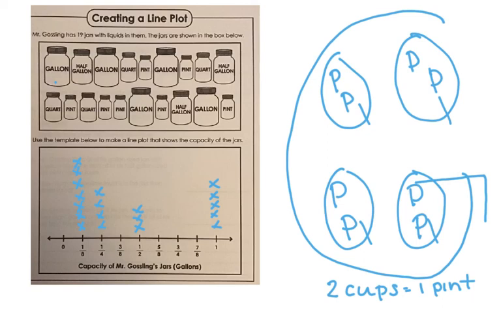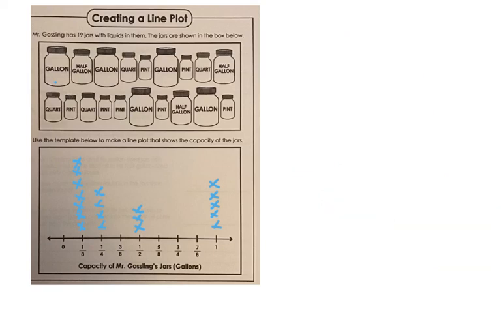And now that we have our dot plot made, we can answer some questions, and I'm going to erase Mr. Gallon Man so I can write the answers on the right side of your screen. So our first question is, how many jars have a 1 gallon capacity? So we have 5 jars that have a 1 gallon capacity.